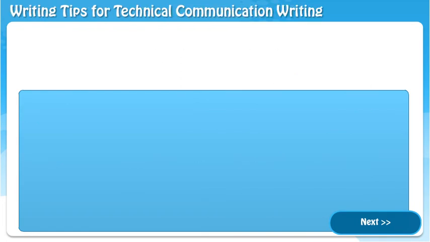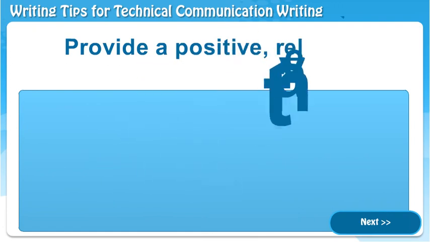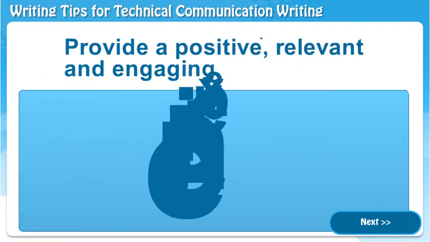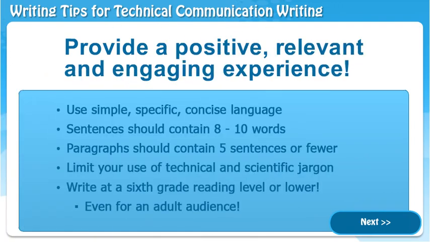From a technical communication standpoint, here are some tips for providing a positive, relevant, and engaging experience for your audience. Use simple, specific, and concise language. Write sentences that are 8 to 10 words long and paragraphs that are 5 sentences or fewer. Limit your use of technical and scientific jargon and write at a 6th grade level. Yep, that's right, even for an adult audience.